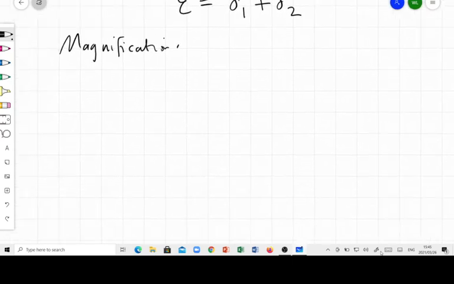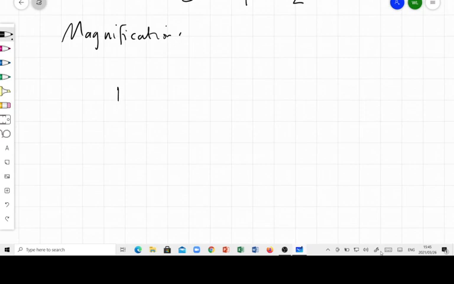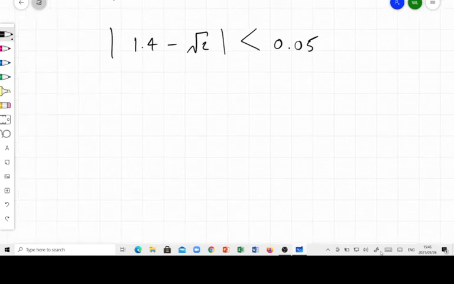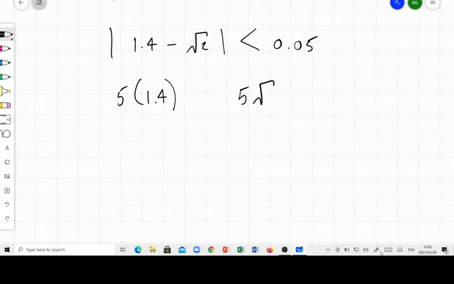So we now know that 1.4 deviates from square root of 2 only by 0.05. The big question we now ask is, what about 5 times 1.4? Yeah. So now we're going to look at magnification. So let's say I magnify square root of 2 by 5 and the approximate of square root of 2, which is 1.4, by 5. How much does this differ by?